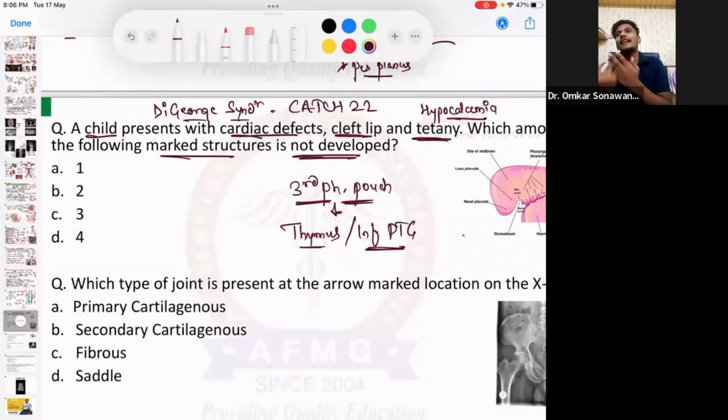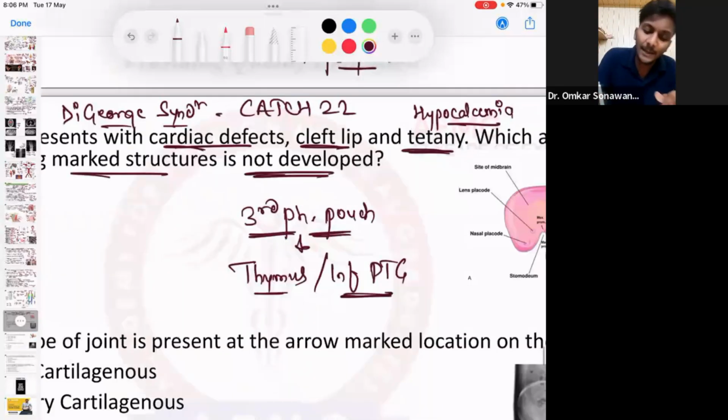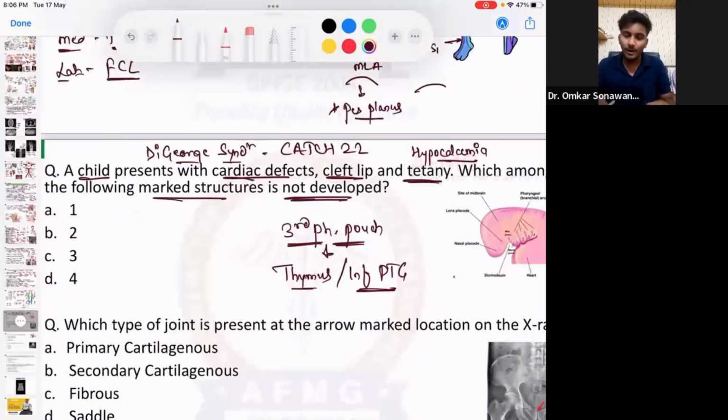So if inferior parathyroid glands are not formed, parathormone would be less, and therefore the patient will have hypocalcemia. समझ गए? Important बात. So याद रखना. T for thymus hypoplasia. C for cleft lip or cleft palate. H for hypocalcemia, and 22 for microdeletion on chromosome number 22.